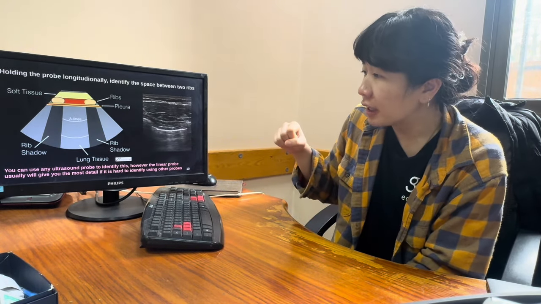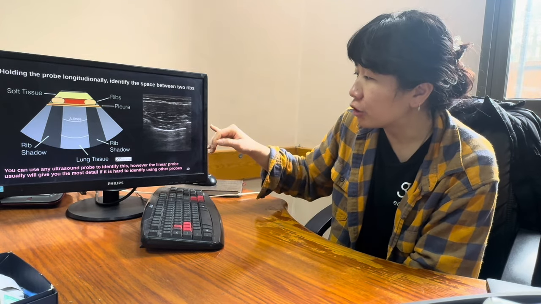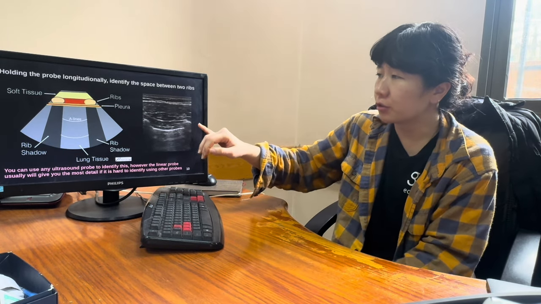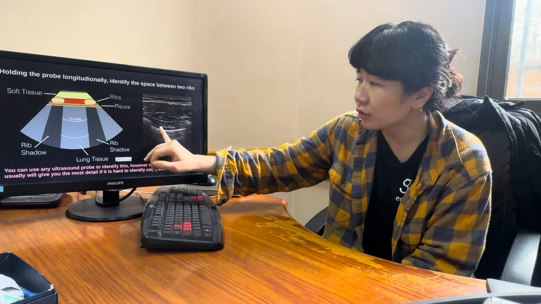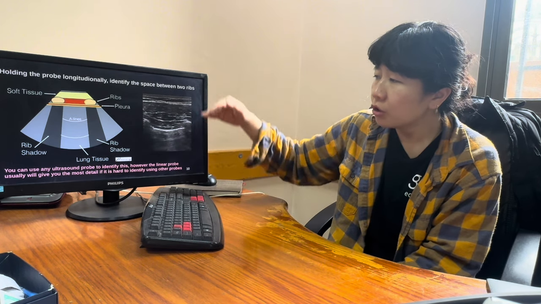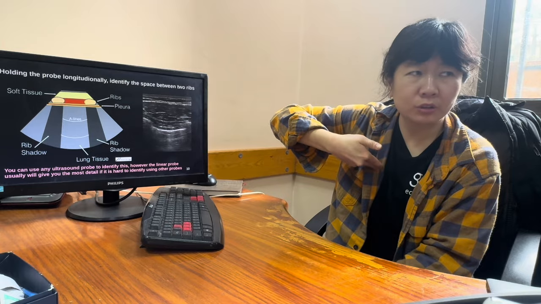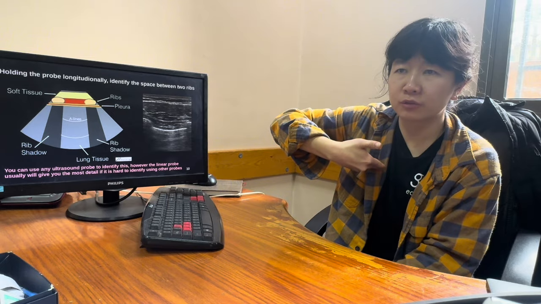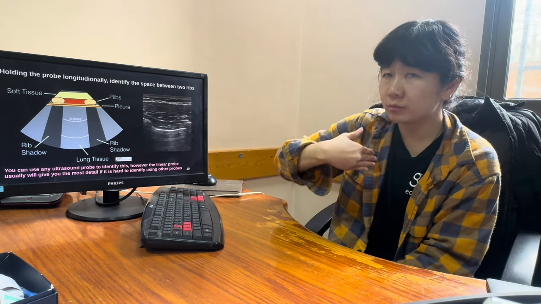So, again, the steps that are traditionally taught are that you look for the two ribs, and then look for the space between the ribs. And I mean, this is a really good illustration of that shimmer. You can also look at it horizontally once you identify the rib, and look for lung sliding that way as well.